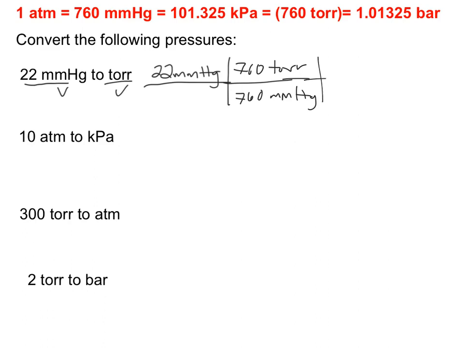Right? Okay, now obviously this relationship, the 760 and the 760, is a 1-to-1 relationship, so you're going to get the same numbers out mathematically. Okay, but your conversion process needs to be shown in this type of dimensional analysis approach. Okay, so millimeters of mercury are going to cancel out, so I'm going to end up with 22 torr as my new unit set. Okay, so pretty straightforward.